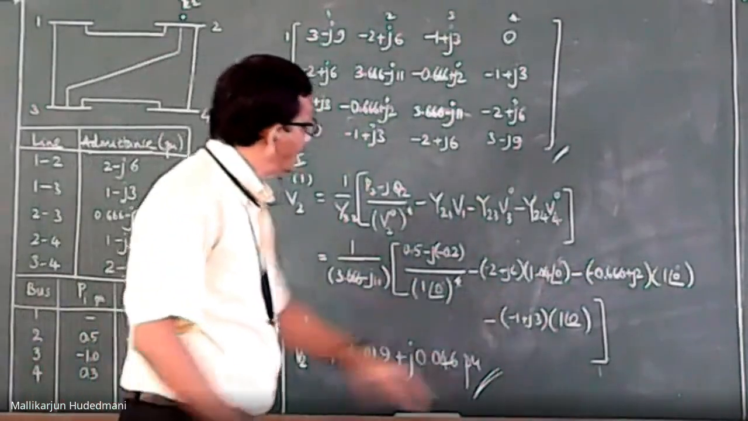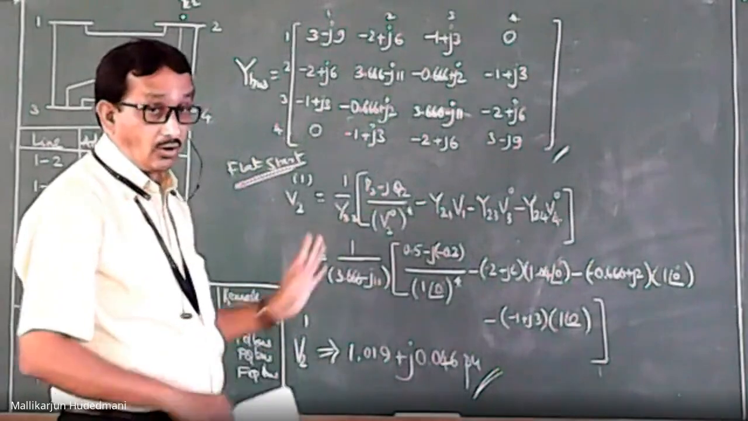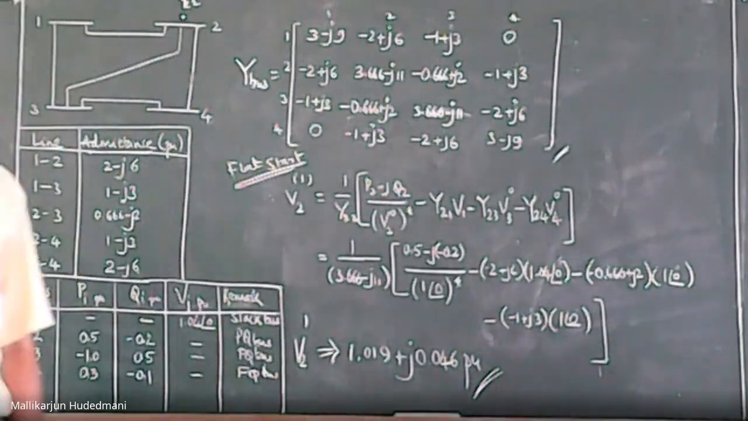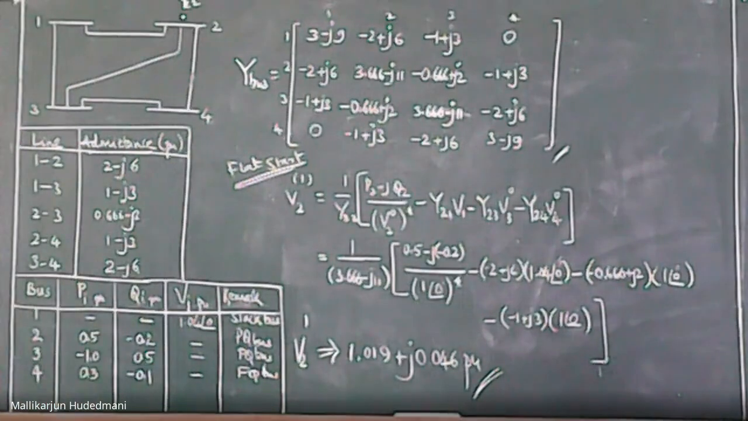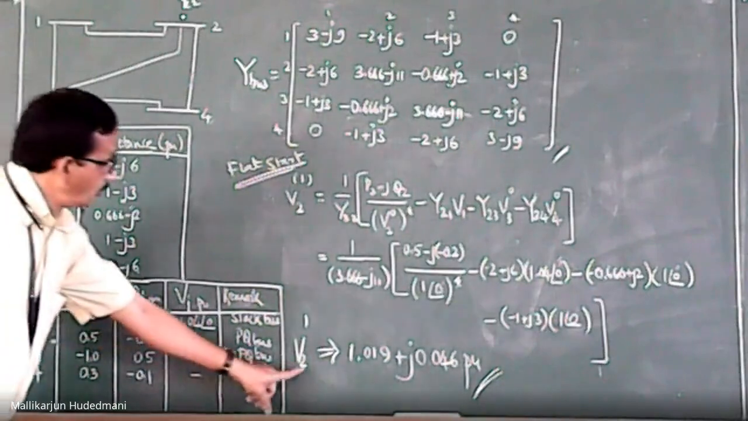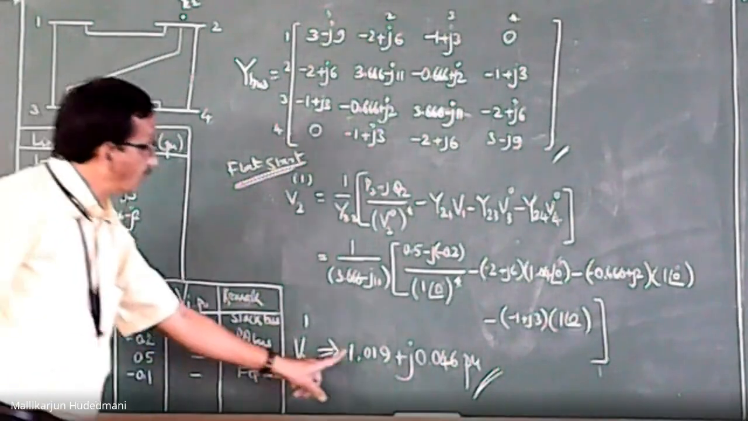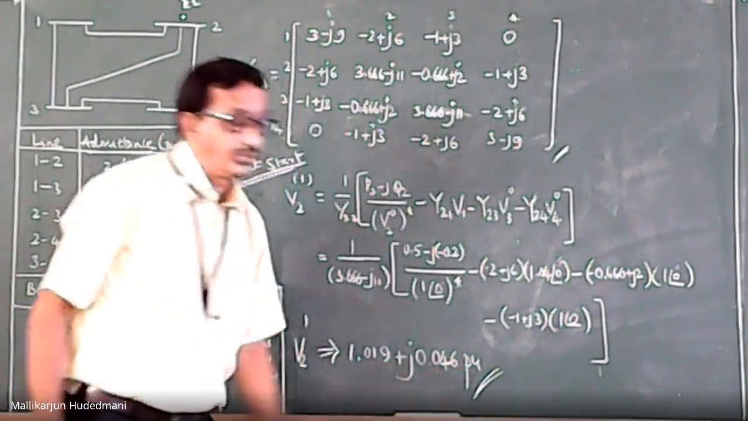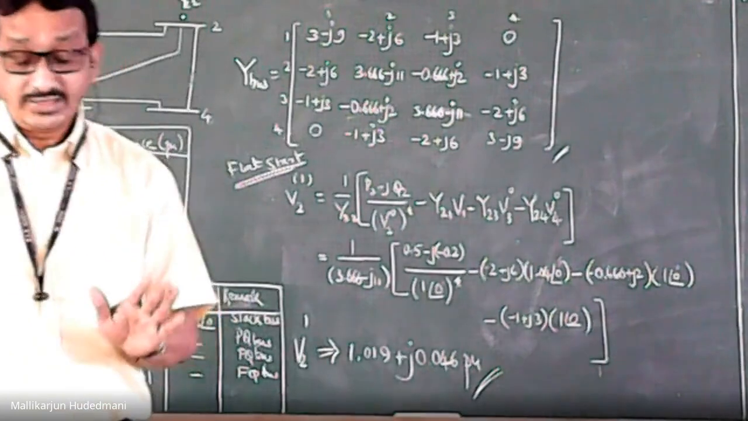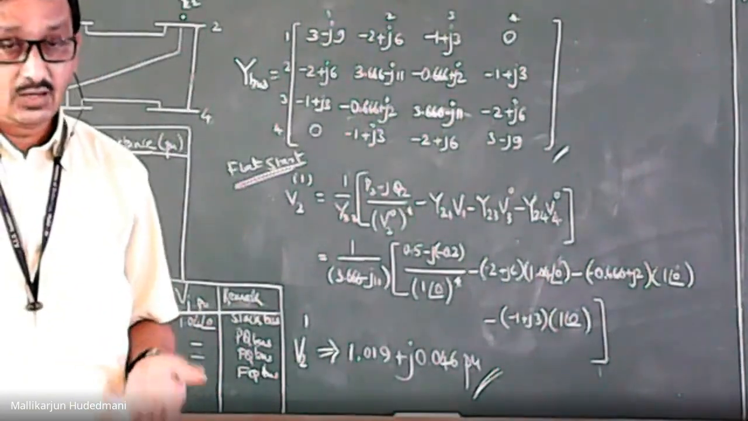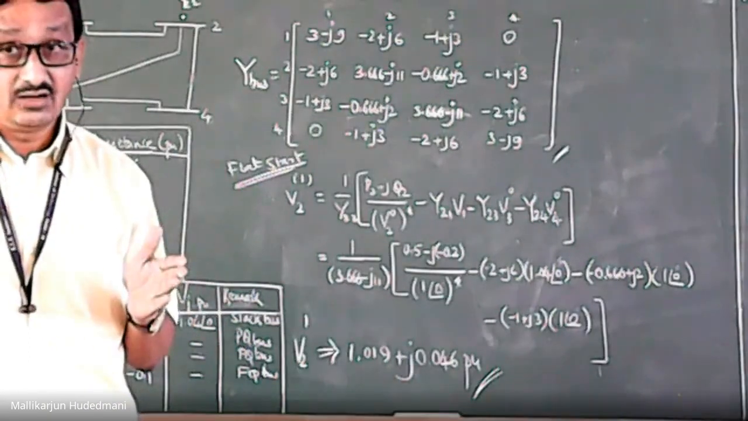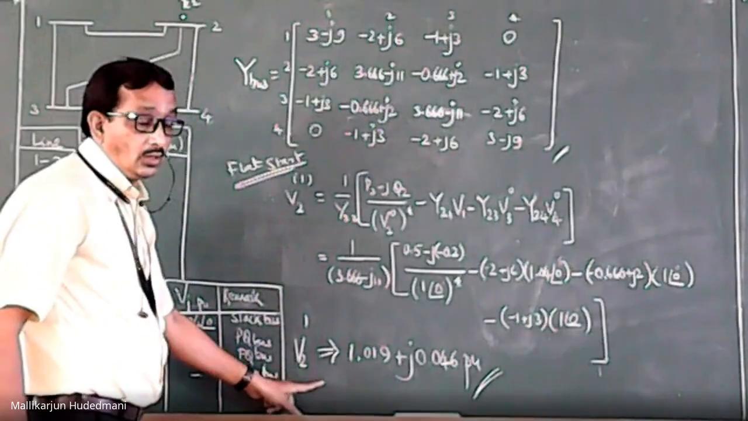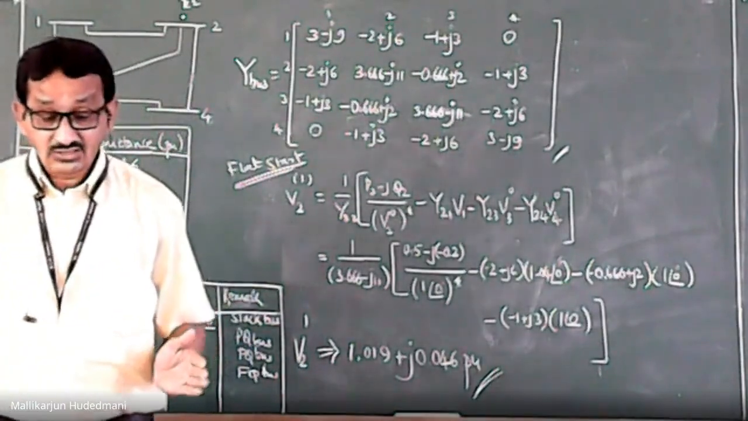If I place it, make the bracket complete, operate and compute it with the help of a calculator, I will be able to get the value of complex voltage at bus number 2, V2 at the end of iteration 1 as 1.019 plus j0.046 per unit. Suppose in the numericals which you are going to solve, you are asked to obtain the value of the voltage at the end of iteration 1, this is your landing point for voltage 2. If in the syllabus it is mentioned 1 iteration.